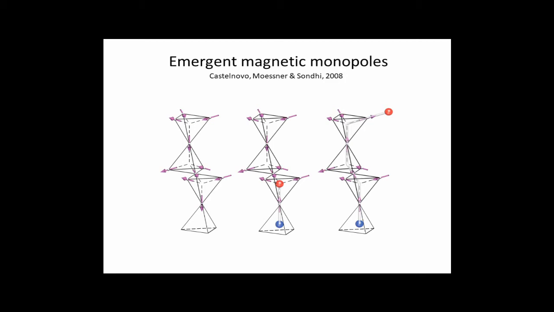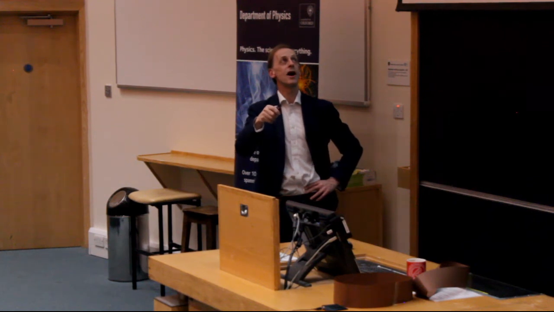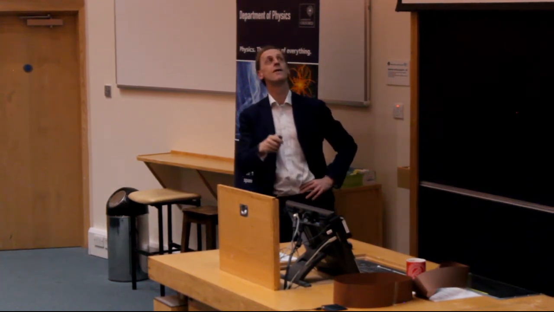And if we call this a north magnetic monopole, then the neighbouring tetrahedron, because this spin is flipped, has now got 3 spins pointing out and 1 spin pointing in. So this has now got a south, if you like, magnetic monopole. So we've generated a north-south monopole pair.